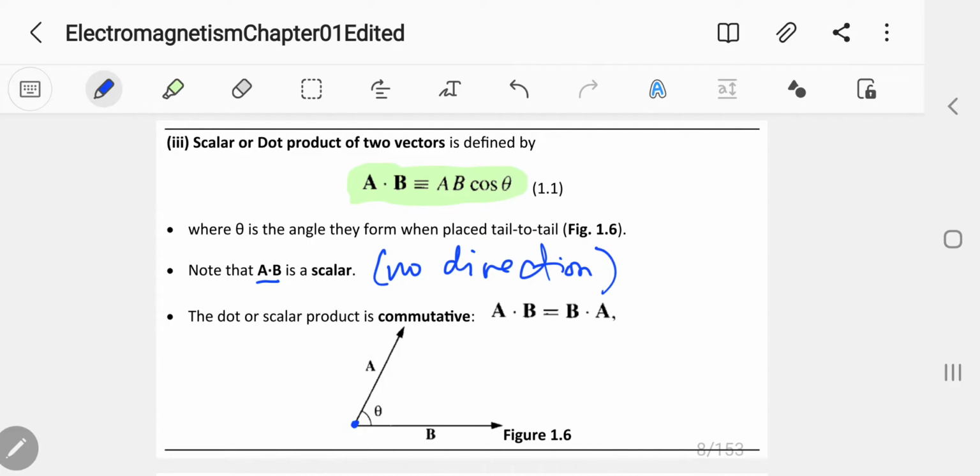And also, this is also equal to b a cosine theta. By the way, the a and the b here are magnitudes of the two vectors. So your a and b, these are magnitudes, you can interchange that. So what is this b a cosine theta? This is also b dot a. So therefore, your scalar product is also commutative. The commutative means that you can interchange the order.